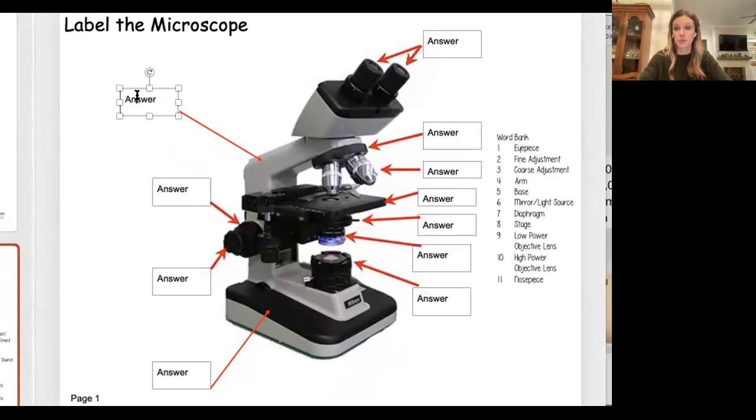I am going to basically delete the word answer on my text box and then type in what the correct answer is. So what is this top arrow pointing to? Okay, this is going to be the arm of a microscope. What are the top pieces that you're going to put your eyes up to? These are going to be the eyepiece. Then this is the nose piece that you're going to rotate, and these are going to be your objective lenses, okay?